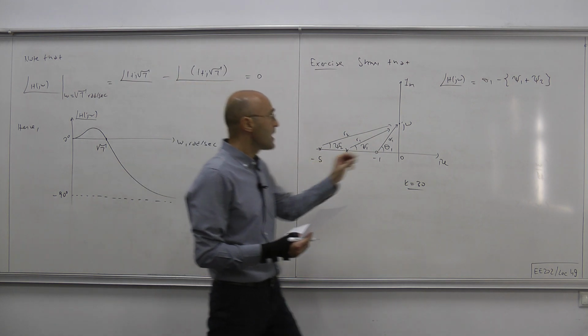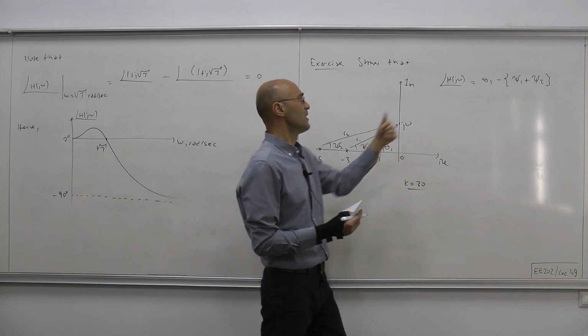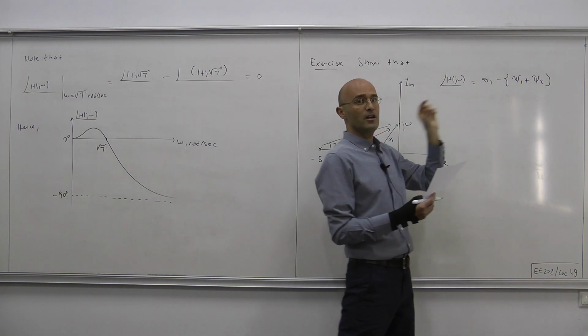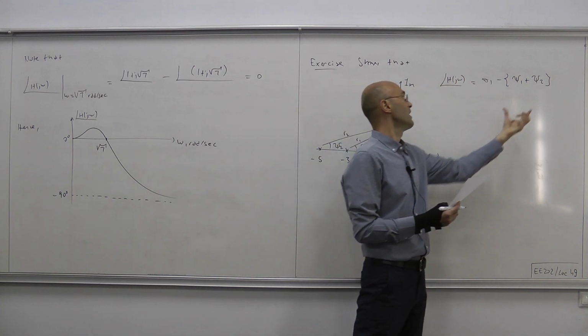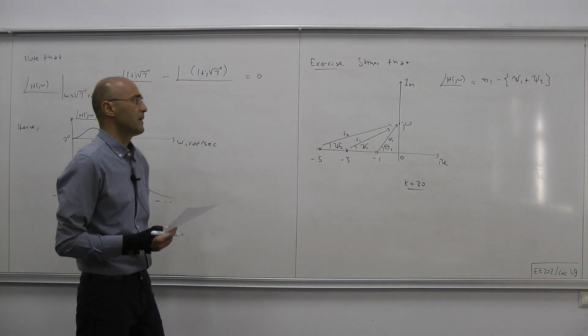If you look at this expression closely in the pole zero diagram, you see that theta 1 is none other than the phase of the numerator term 1 plus j omega, and this sum is none other than the phase of the denominator.